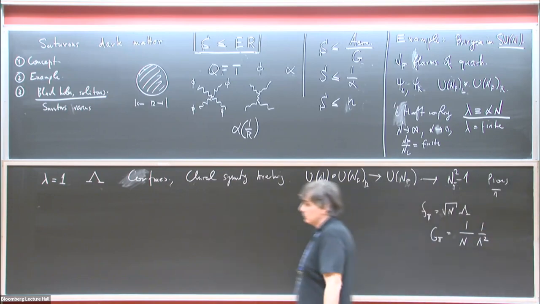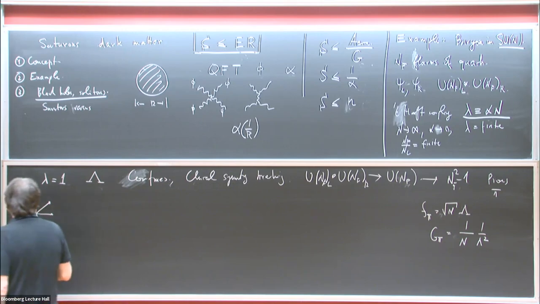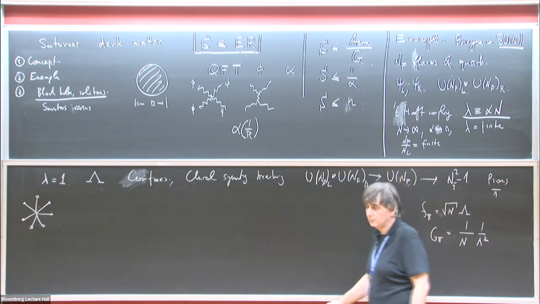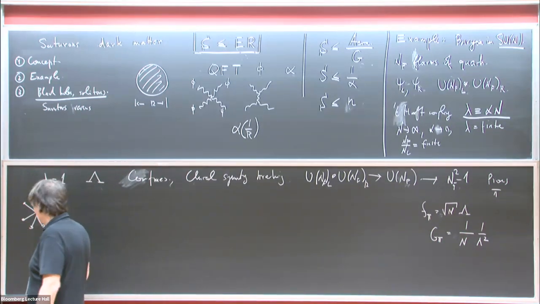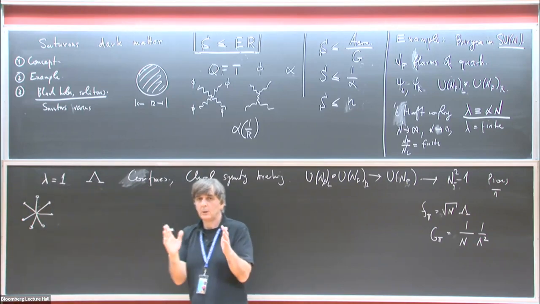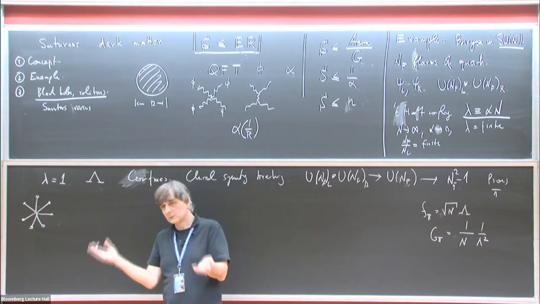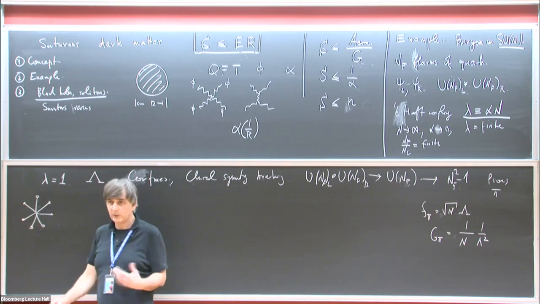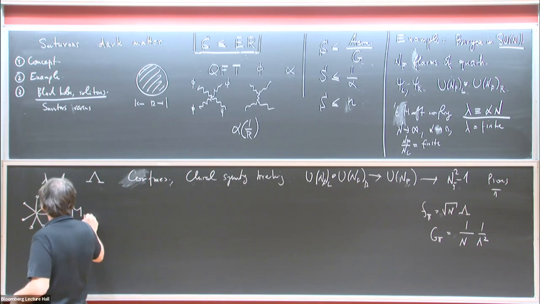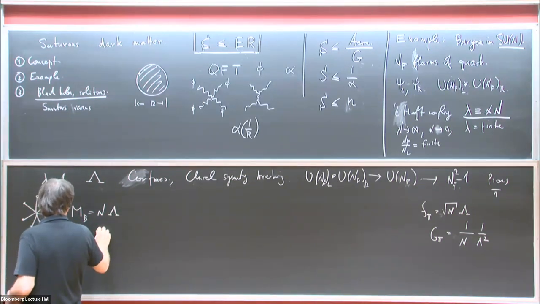So pions are the Goldstone bosons. Now, in this theory, we have baryons, which are composites of quarks, composites of N quarks. This is a beautiful picture developed by Witten. You can have two descriptions: the short distance description in terms of quarks and gluons, and the large distance description in terms of pions. From the short distance perspective, of course, the baryon is a bound state of N quarks, so the mass of the baryon scales as N times lambda QCD, and the size of the baryon is simply 1 over lambda QCD.